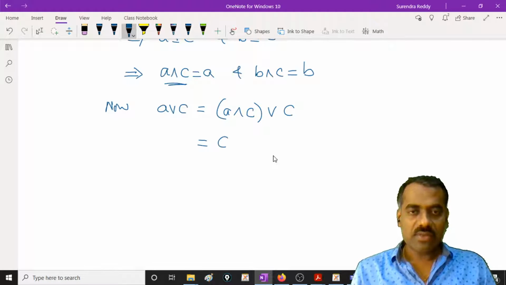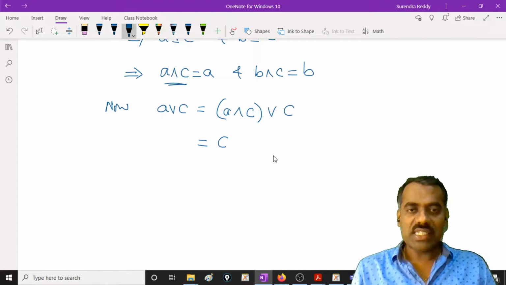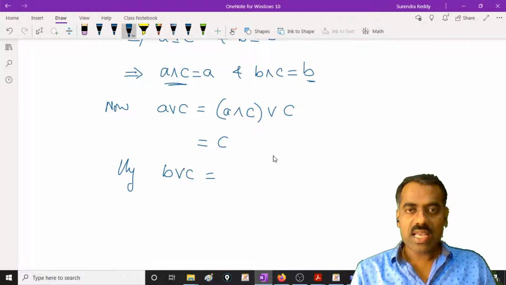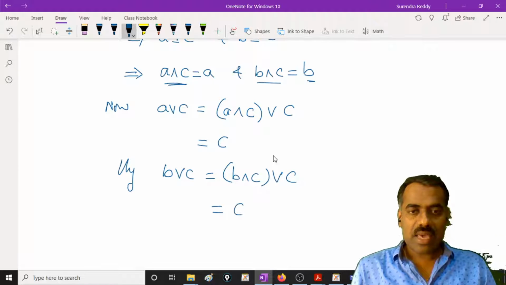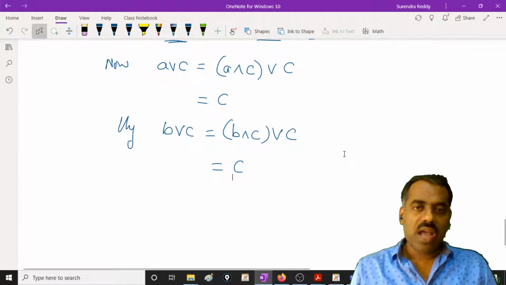Is C only, right? That is the second absorption identity. Very good. So A join C. Similarly, what can you say about B join C? In place of this B, I can put this one now. So B meet C join C, but this again is C. Is this clear? Now, our intention is what?